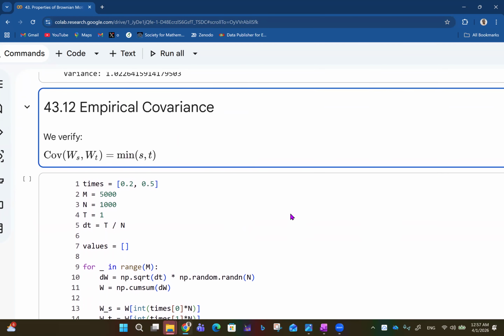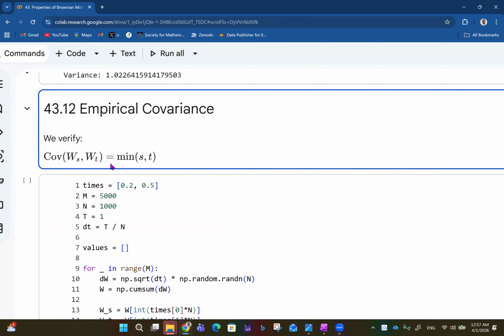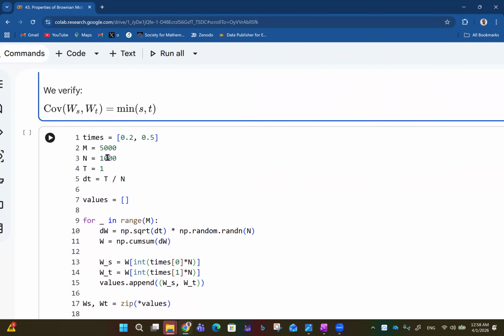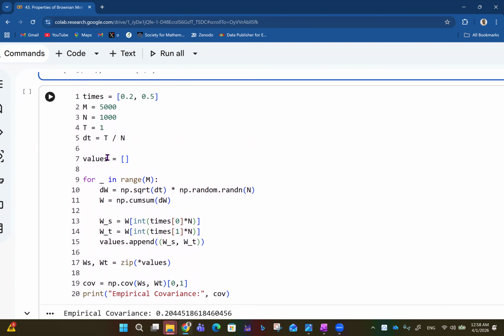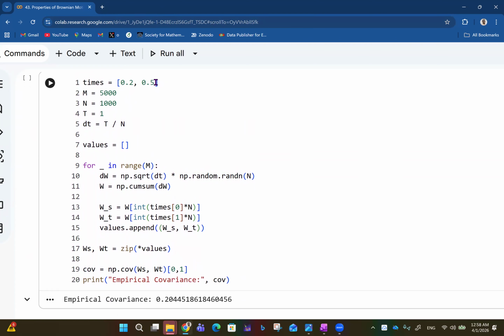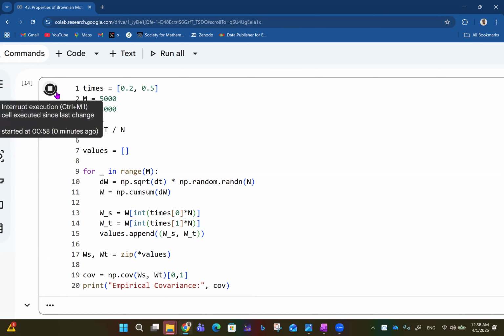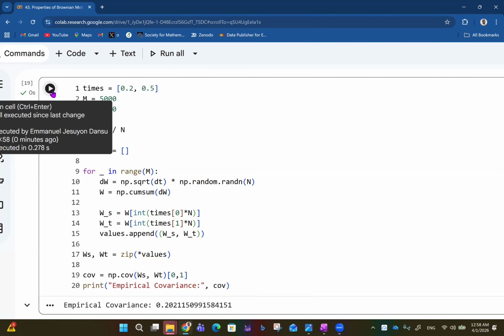We already established that covariance will be the minimum of s and t, those being time steps for sure. So if we come here and we have times 0.2 and 0.5, m is 5,000, n is 1,000, we know that the covariance is going to be 0.2. That's already clear because the minimum of 0.2 and 0.5 is 0.2. If you keep running it, the value keeps hovering around 0.2. Okay, the smaller of 0.2 and 0.5. So whatever value you get can easily be rounded to 0.2.